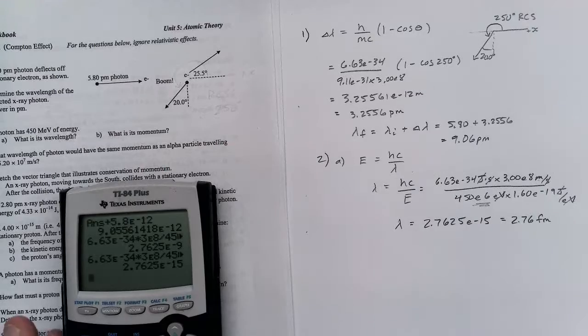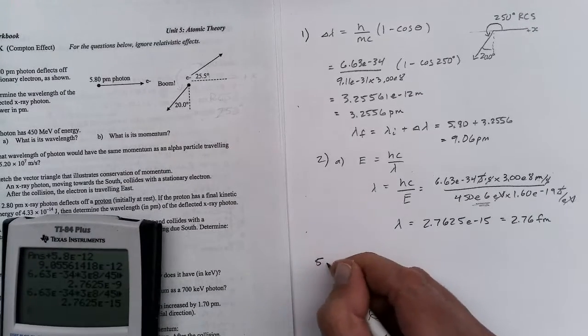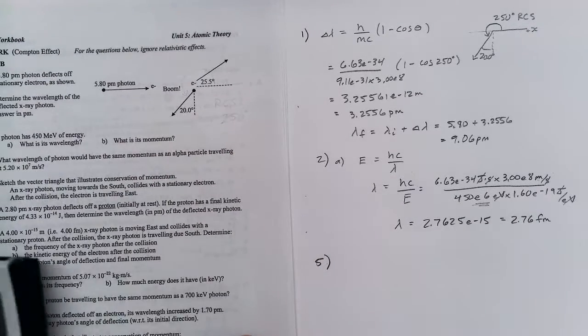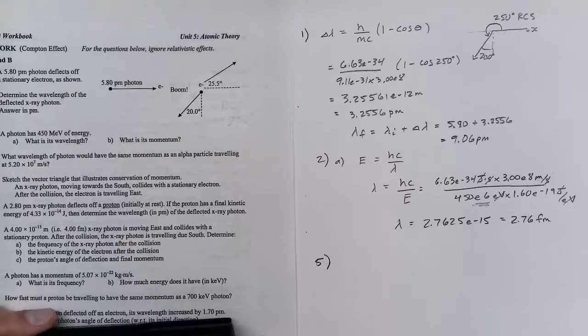Okay, let's try another question here. Let's try question number 5. A 2.80 picometer X-ray photon deflects off a proton initially at rest. If the proton has a final kinetic energy of 4.33 times 10 to the negative 14 joules, then determine the wavelength in picometers of the deflected X-ray photon.